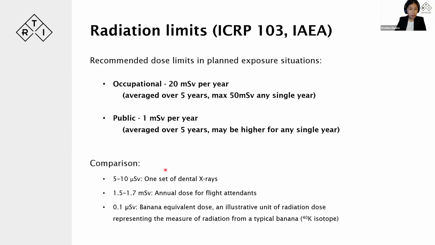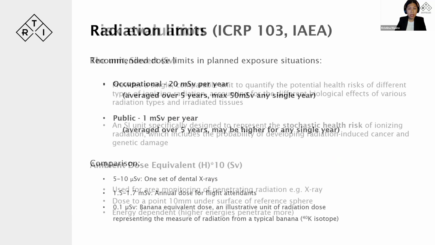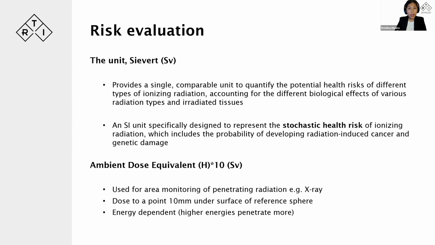So just to give us a comparison and put this in a context, for example, one set of dental x-ray is 5 to 10 microsievert. Occupational limit, 20 millisievert, public 1 millisievert. So take note of the units. And here, we are using the unit of sievert. And why the unit of sievert came about is this is a tool to assess the risk to a radiation exposure.